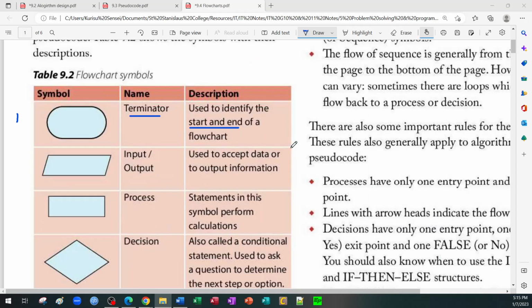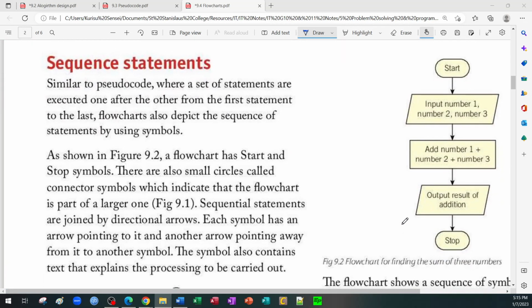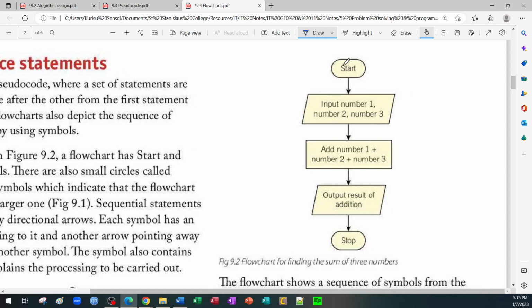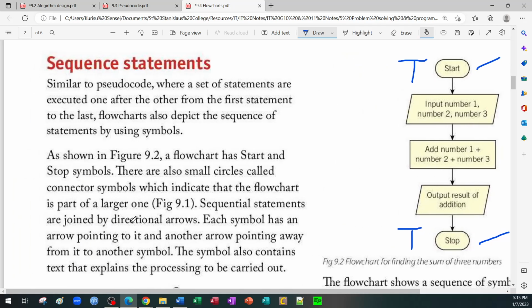So if you look at an example, look at this example here. Notice the oval is here and it has the keyword start inside of it. And at the bottom here, we have another oval ending that flowchart, and it has the keyword stop inside of it. So this is once again called the terminator symbol, and it's used to indicate where you are starting and where you are ending in your flowchart.